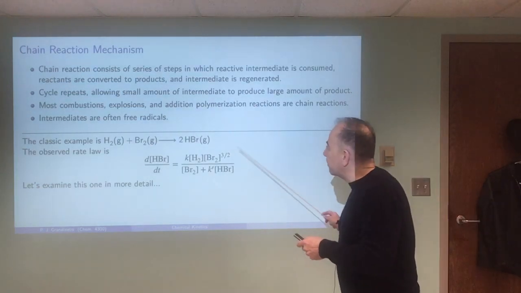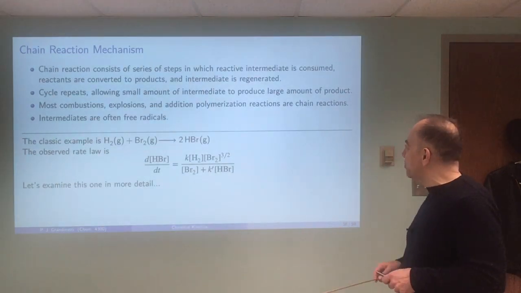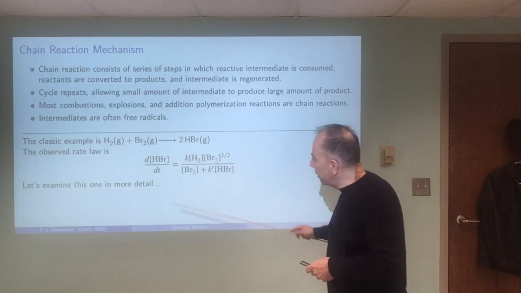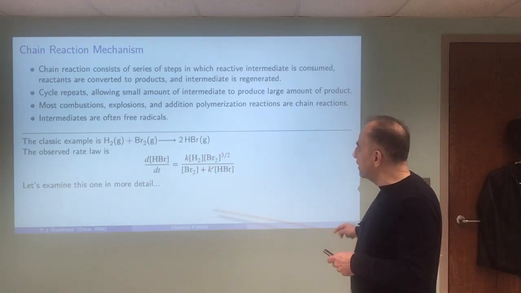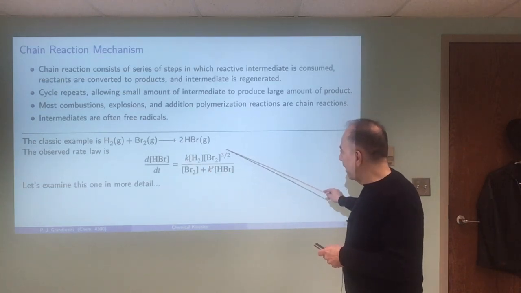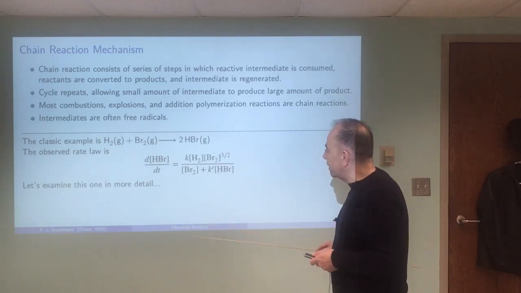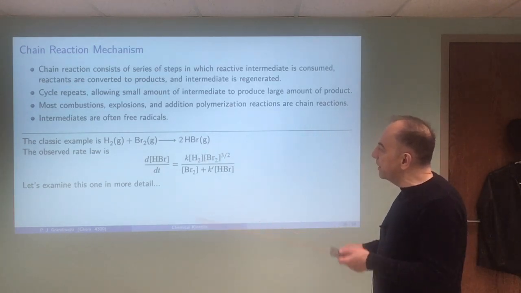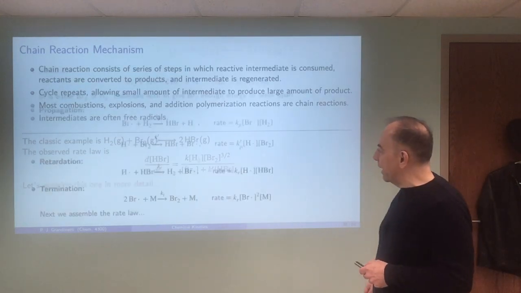And they can be pretty complicated reactions. This is what you see for explosions and combustion and polymerization reactions. Classic example is this reaction here of just H2 reacting with bromine gas to give HBr. It looks like a simple reaction. Here's the observed rate law. You can see that it involves rates that to the Br2 to the 3/2 power. So it looks like a pretty complicated rate law, even though we have such a simple reaction. So let's look at the reaction mechanism for this and see how we can obtain this observed rate law.